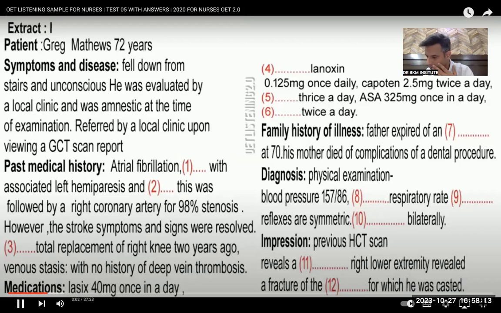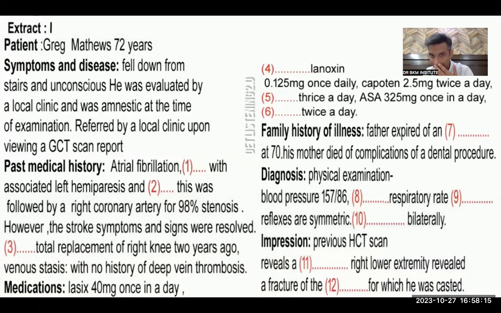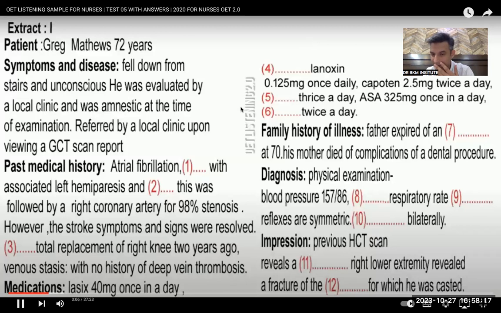A day. Flanoxin 0.125 milligrams once daily. Capotin 2.5 milligrams twice a day. Salicylate 700.